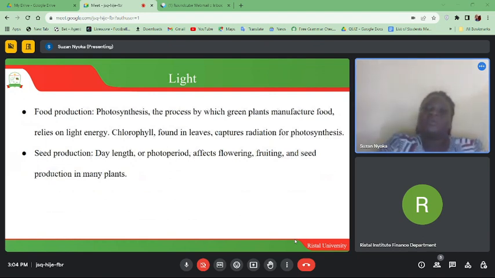Food production: photosynthesis, the process by which green plants manufacture food, relies on light energy. Chlorophyll found in leaves captures radiation for photosynthesis. Seed production: day length, or photoperiod, affects flowering, fruiting, and seed production in many plants.